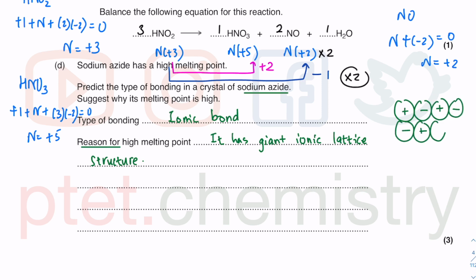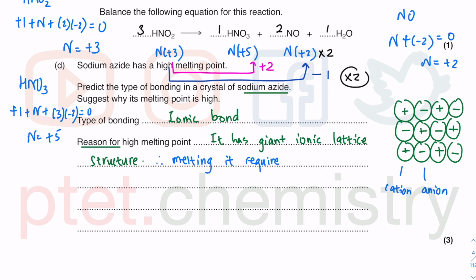These are the alternating cations and anions, which you have learned from your IGCSE or O Level or whatever 14 to 16 years old chemistry that you did. So there will be your cation, there will be your anion. So giant ionic lattice structure, therefore melting it. So what are we doing? When we melt it, it requires a large amount of energy.